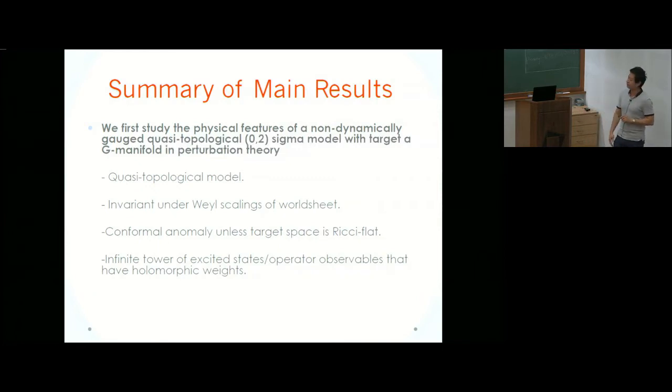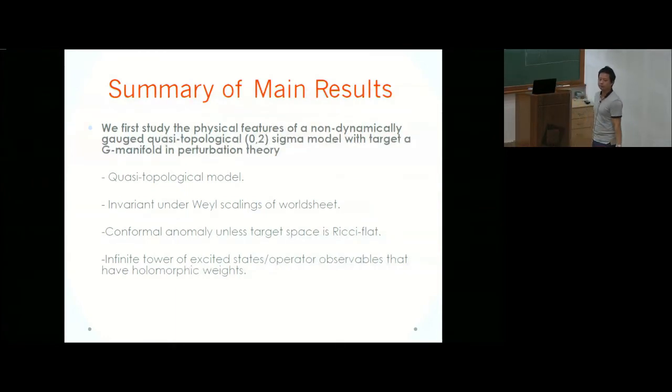I'll explain these details. Now, it is invariant under worldsheet scalings, in other words, if you compute the trace of the stress tensor, the ZZ-bar one, it vanishes. And then there is a conformal anomaly, unless the target space is Ricci flat. Of course, this is a quantum statement; the anomaly comes about when you look at the quantum theory, and you would see that conformal invariance is violated unless the target space is Ricci flat. Interesting. It's hard to come up with Ricci flat. Yeah, right, exactly.